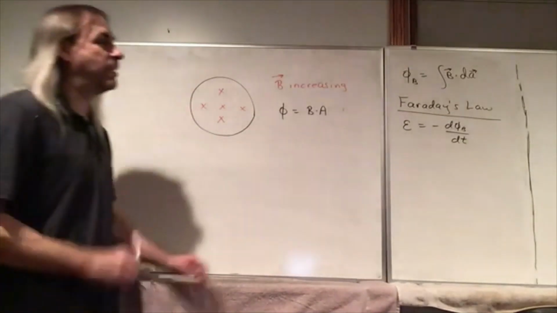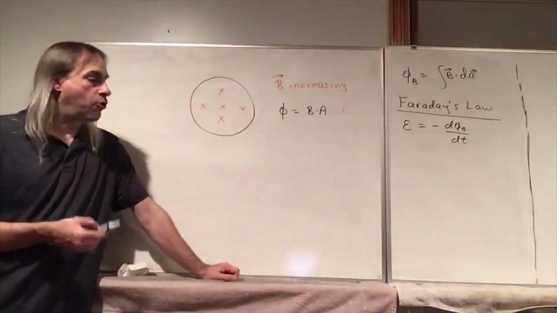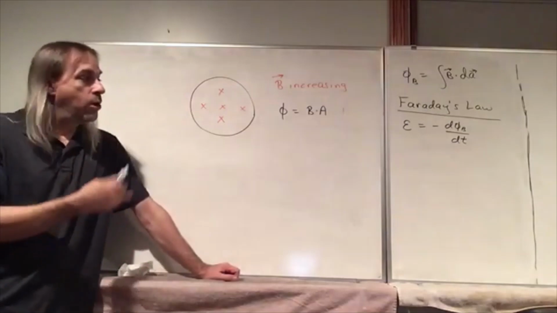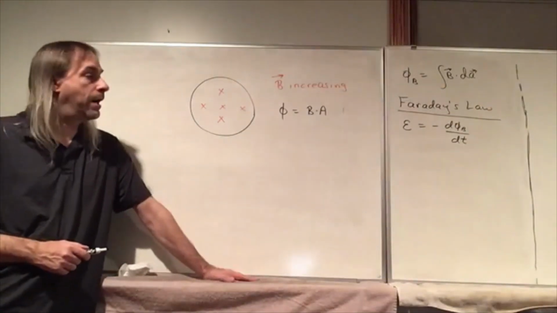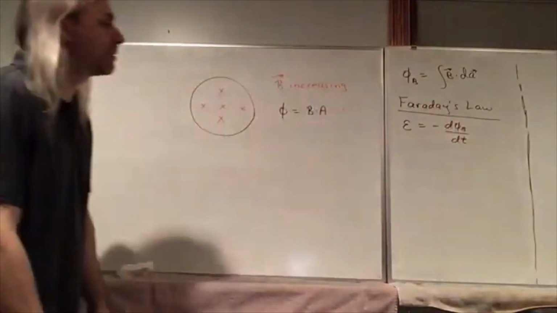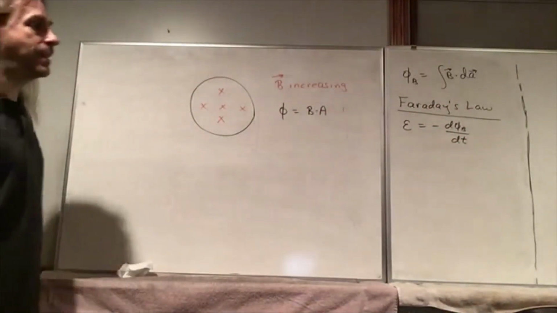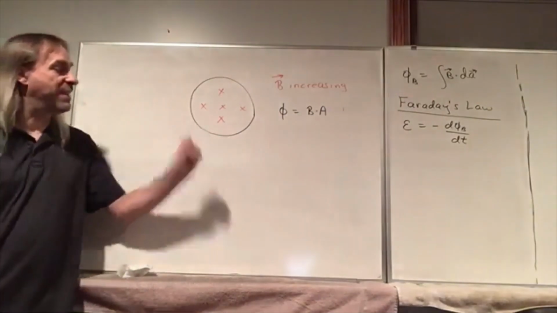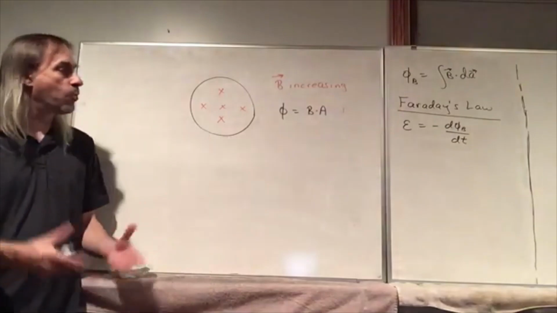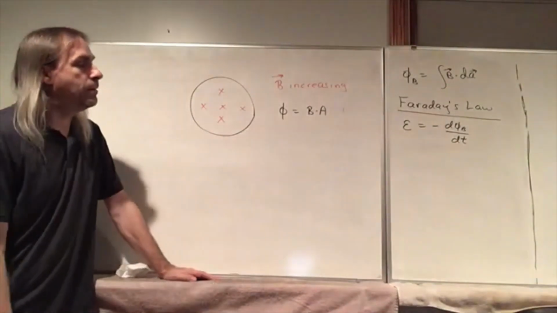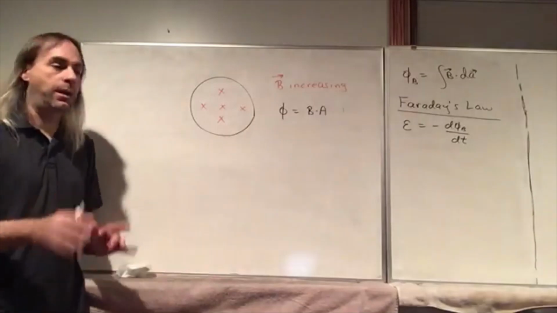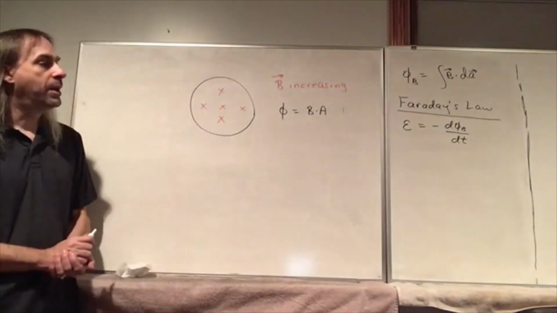Now when you're using Faraday's law, you can draw your loop. This applies to any closed loop, so you need a closed loop in order to define a flux. And we're going to see that, in this case, we have an actual physical loop here, a conducting wire, or it could be, say, a copper ring or something. But you could also draw a loop in empty space, and we're going to talk about that as well.